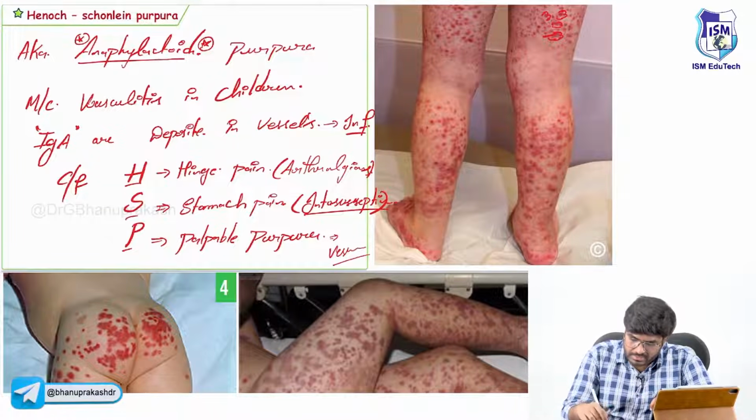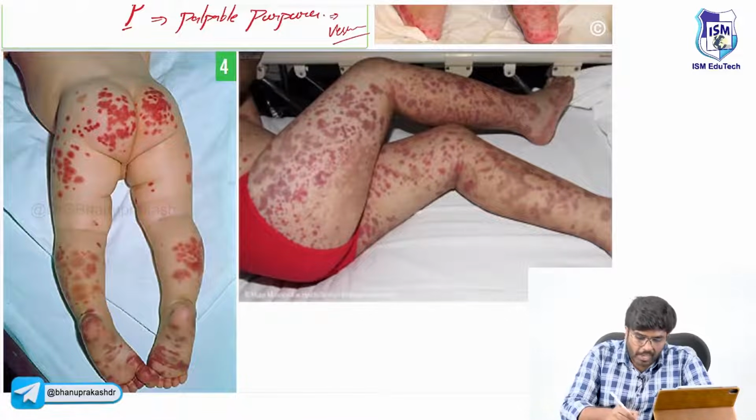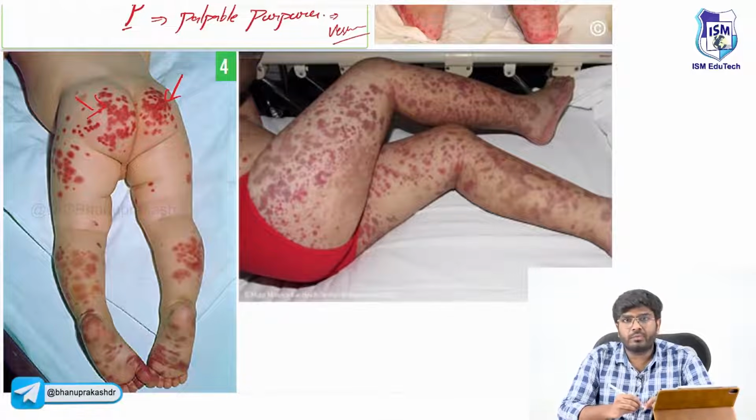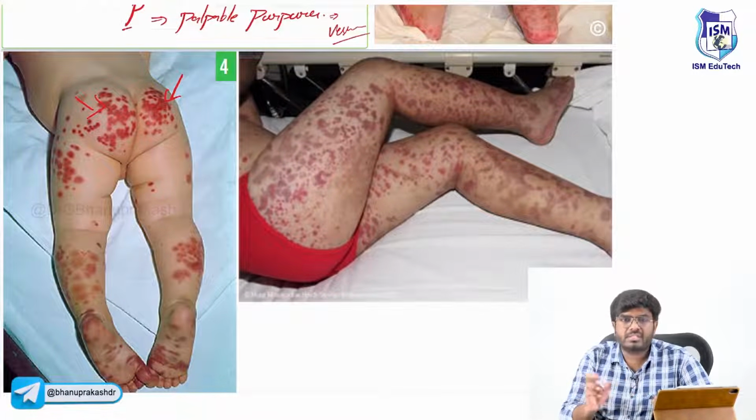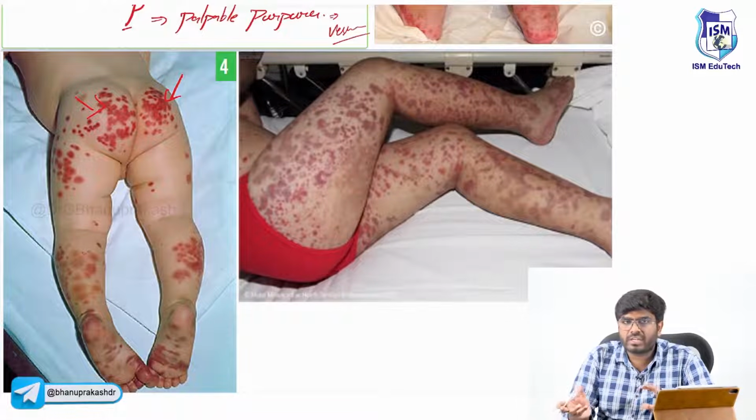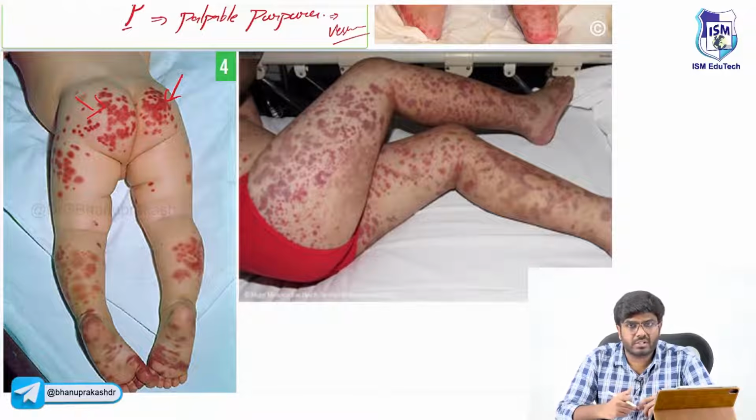Next, what else will you see? Image-based questions: palpable purpura on the buttocks, they will give you. Many exams, especially the USMLE, will give you palpable purpura on the buttocks in a child. What is the diagnosis? Henoch-Schönlein purpura, the most common vasculitis in children. It's also a pediatric vasculitis.